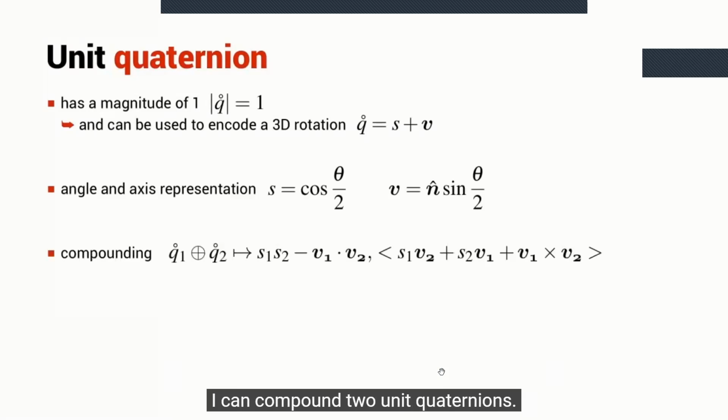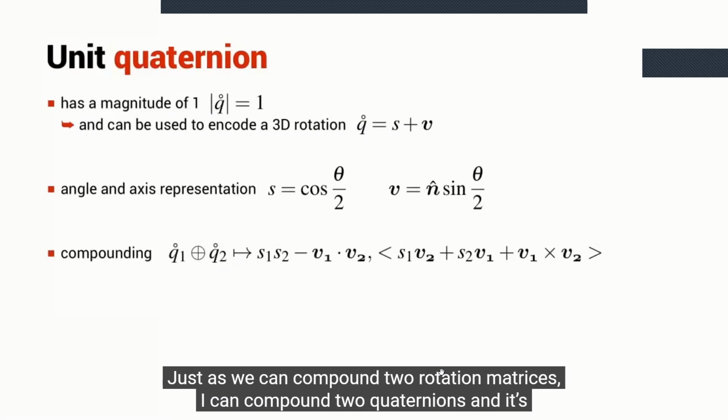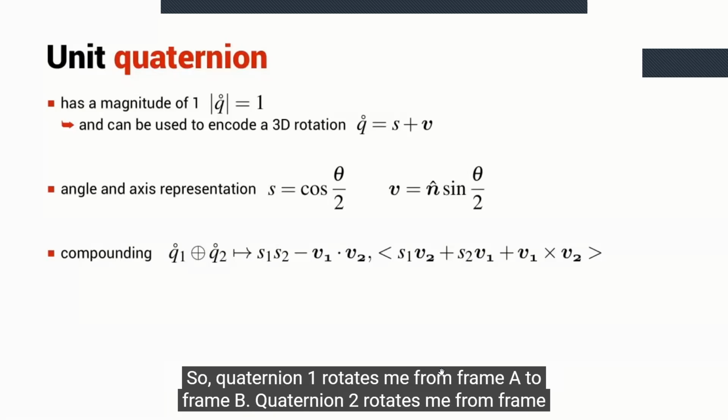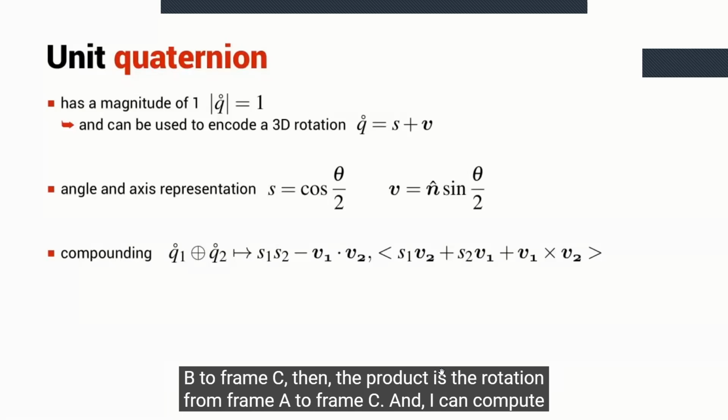I can compound 2 unit quaternions. Just as we can compound 2 rotation matrices, I can compound 2 quaternions, and it's done by using what's called the Hamiltonian product rule. So if quaternion 1 rotates me from frame A to frame B, and quaternion 2 rotates me from frame B to frame C, then the product is the rotation from frame A to frame C.